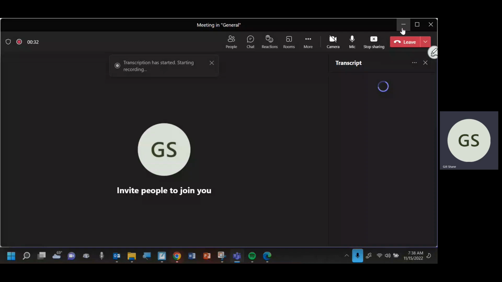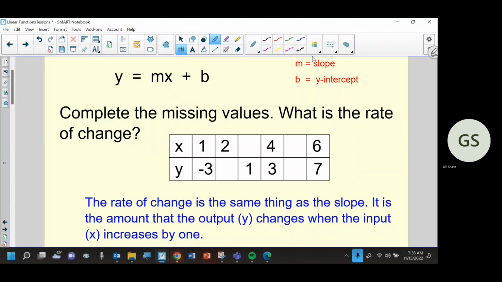I'm going to really quickly go back to what we just did. So, what is today's date? November 15th. Doing kind of a review, but also a new lesson on rate of change. Slope is involved with that.